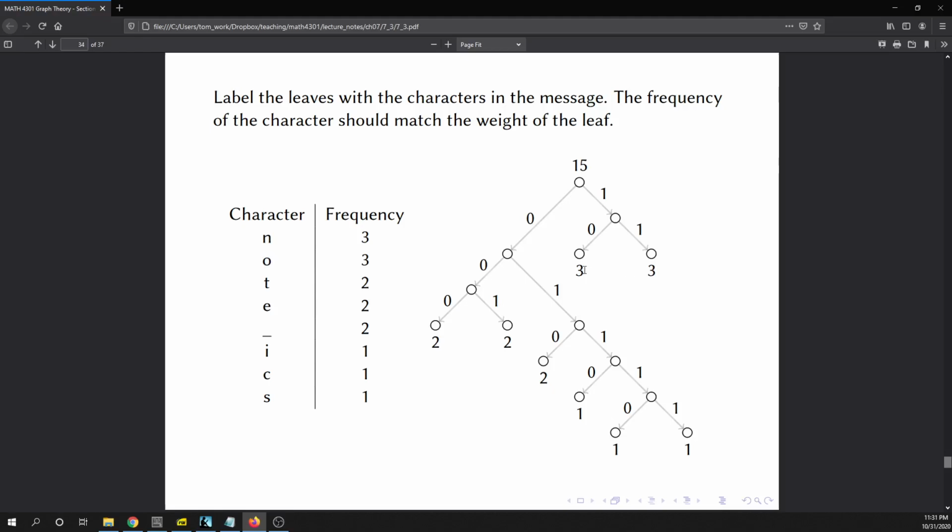So that's what I'm going to do. I'm going to put an N here, an O here, and then the T, E, and the space are going to go, one of them's going to go here, one's going to go here, one's going to go here. And then for the leaves that have ones as the weight, I'm going to put an I, a C, and an S there. All right, and so that's what I've done. You can see here in the next slide.